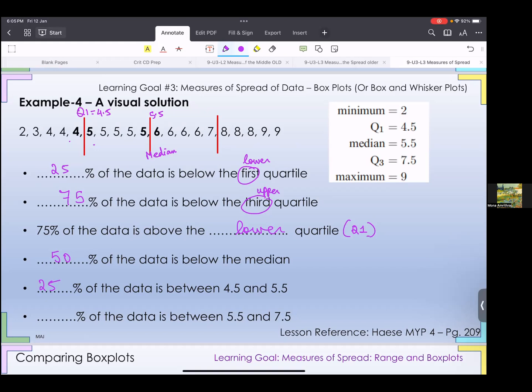What percentage of the data is between 5.5 and 7.5? That was Q3, 7.5. So that's 25%. You can never say how many people were surveyed or how many data points are in the set by just looking at a box plot. Just looking at the box plot, you can only interpret what percentage of the data is distributed how. It just gives you the spread in data.